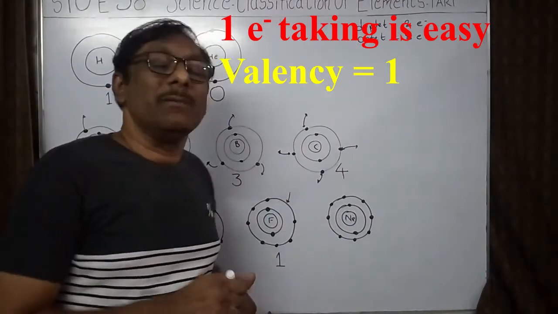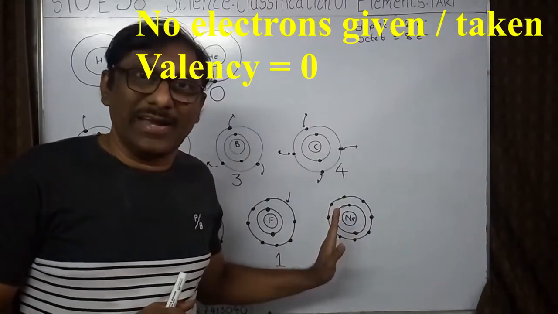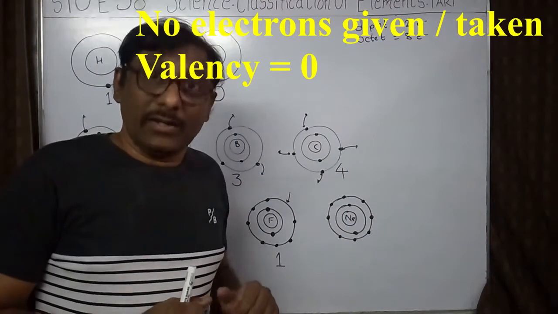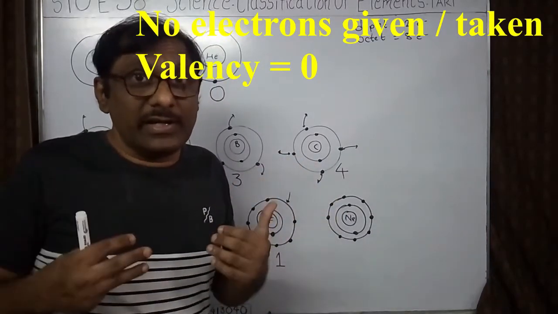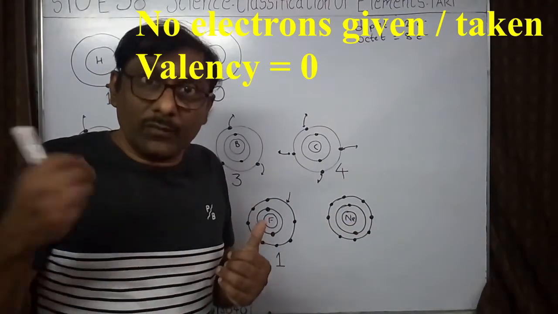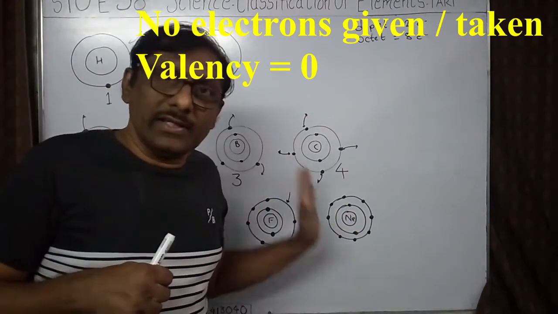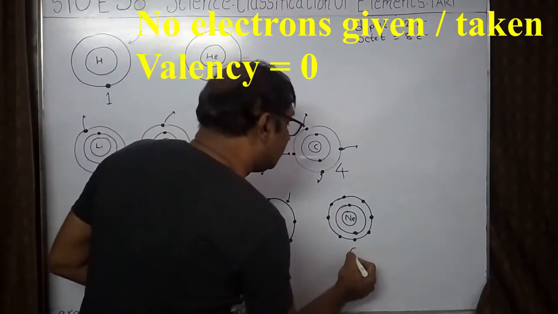Look at the number 9, neon. Okay, it is an inert gas. So what about it? It already has 8 electrons. Now if it has 8 electrons, will it be required to give to anyone? Will it require to get from someone? No, it will neither give to anyone nor take from anyone. So valency will be 0.